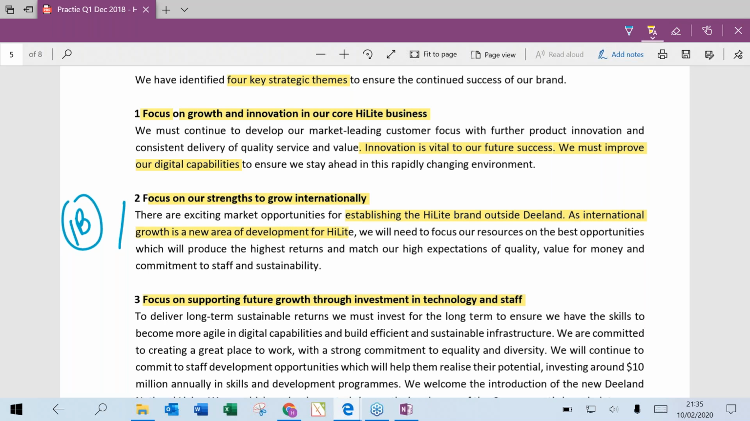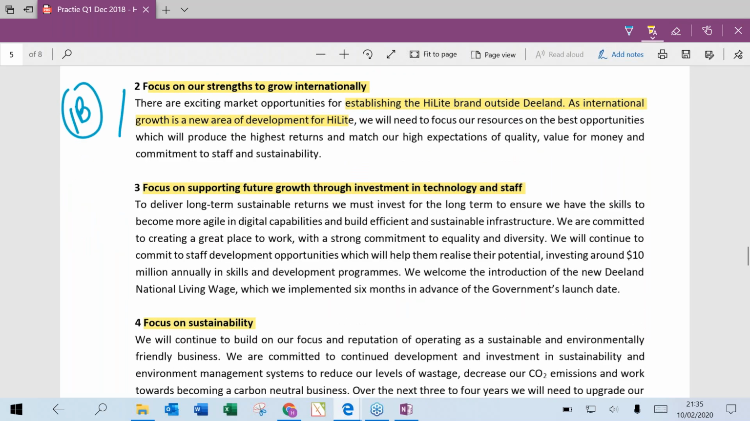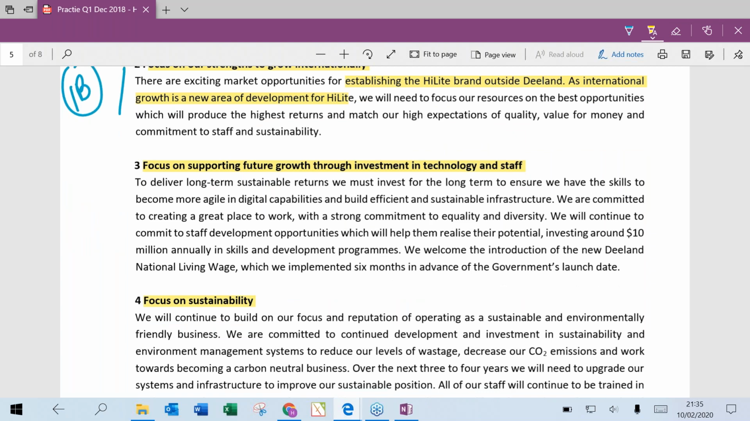3, focus on supporting future growth through investment in technology and staff. To deliver long-term returns, we must invest for the long term to ensure we have the skills to become more agile in digital capabilities and build efficient and sustainable infrastructure. We are committed to creating a great workplace with a strong commitment to equality and diversity.